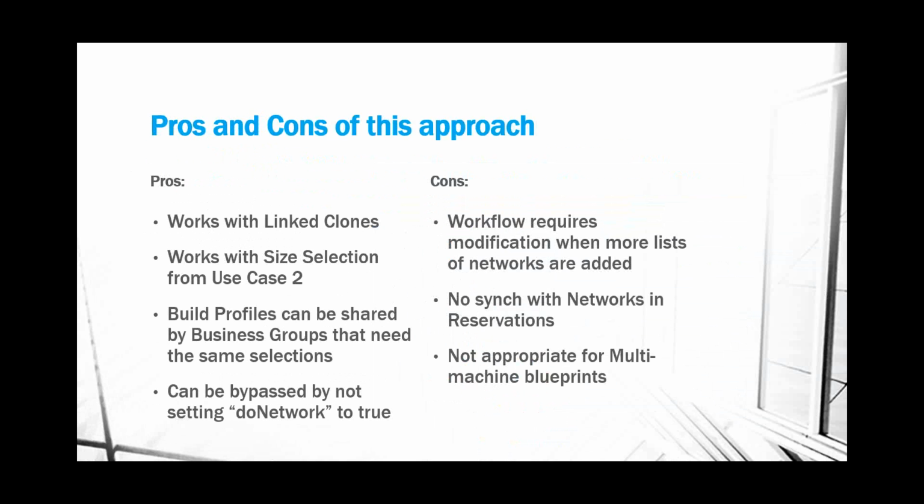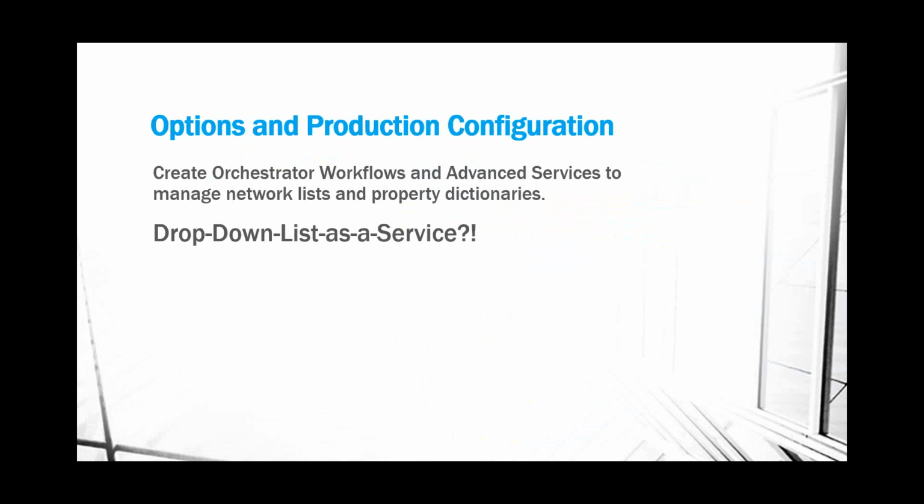So one of the workarounds we were thinking about there for it not being in synchronization would be to maybe do some advanced services where you are managing your network lists and property dictionaries based on the reservations. So you could do an orchestrator workflow to make that query and to update the property dictionary and attributes based on that information. So it will be possible to do your drop-down list as a service.